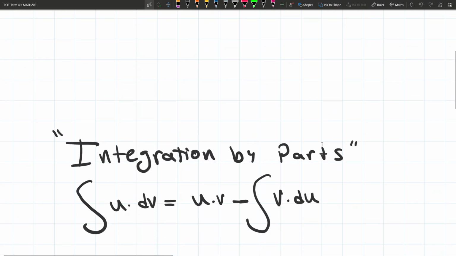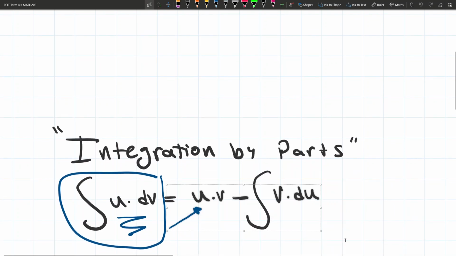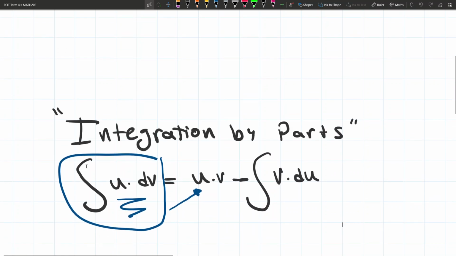Now, with integration by parts, there's this formula that you could use that could take this integral that you can't integrate and change it into a different form that you know how to integrate. Now, personally, this formula looks kind of scary and I had trouble memorizing it when I tried studying this subject. However, this is actually something that you already know.